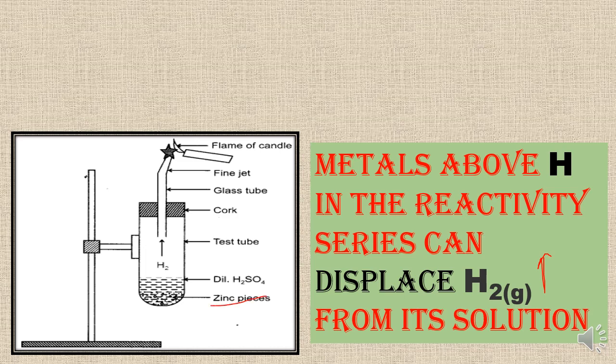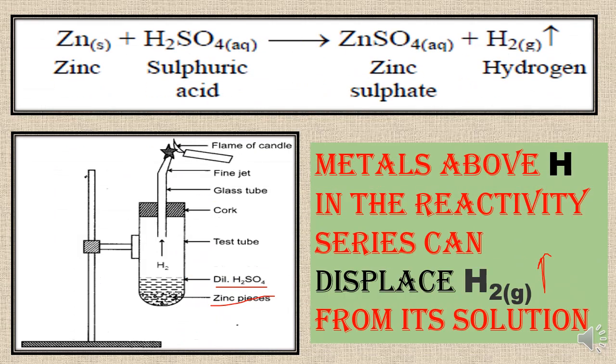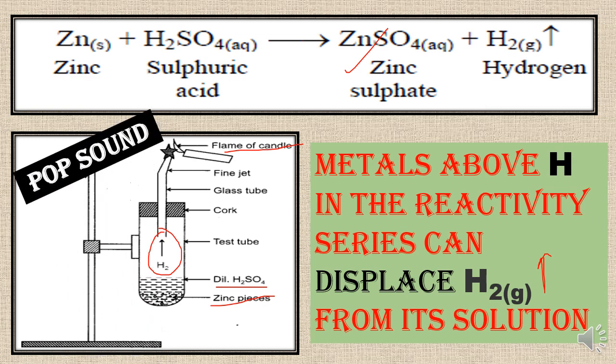For example, if you add some zinc granule pieces in dilute sulfuric acid, then along with the formation of zinc sulfate, a gas will be evolved. If we try to burn the gas, it will produce a pop sound, which will prove that the gas is nothing but hydrogen. Here, since zinc is placed above hydrogen, it can displace hydrogen gas from its solution.